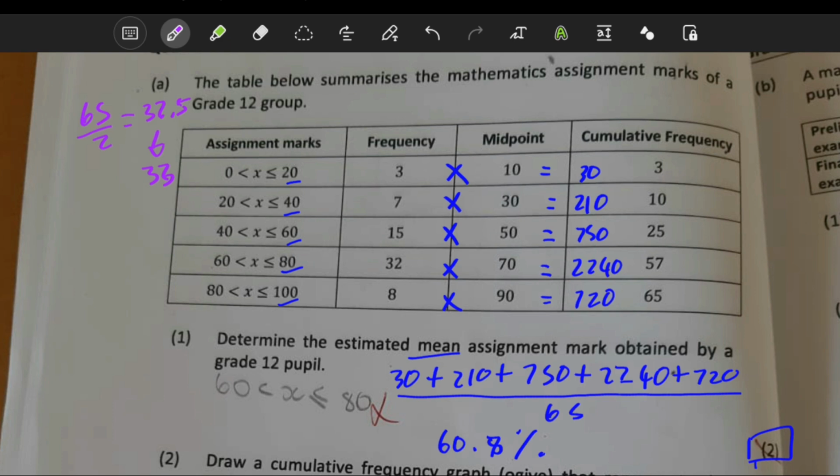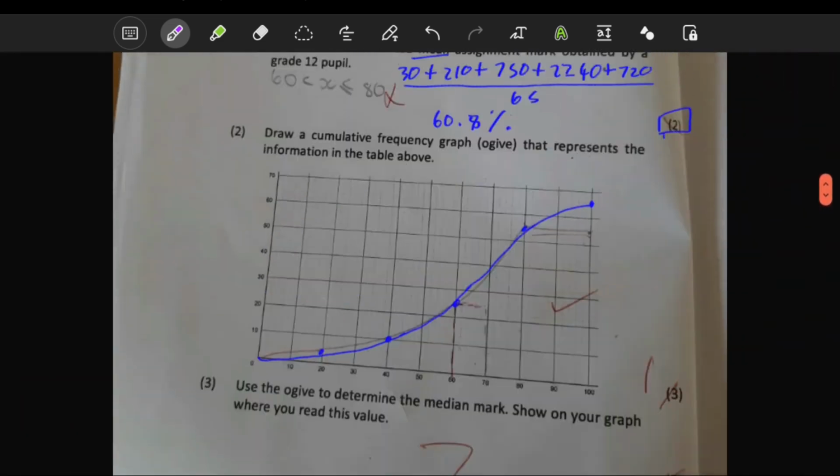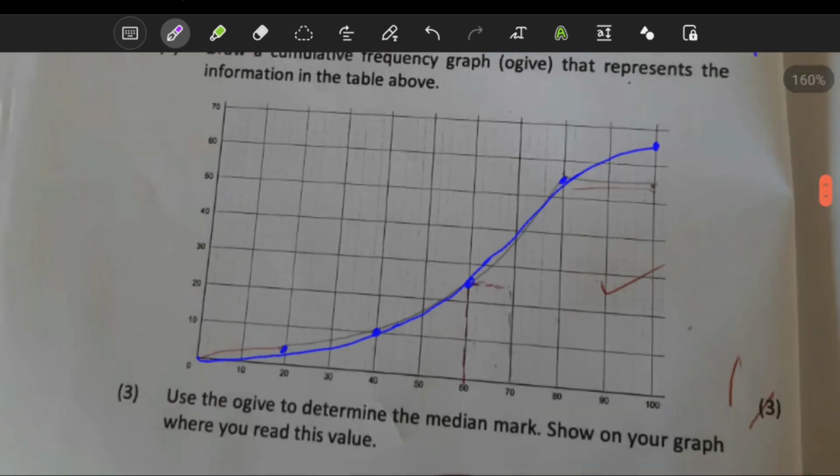So the person in the 33rd spot would be here, because here you only have 3 people in total. By the time you get here, you have added up 10 people only. By the time you get here, you have added up only 25 people. So when you add a bit more people, you end up at 57. So meaning the person that's in the spot 32 or 33 is in this range here of marks between 60 and 80. So when they ask you to use your ogive to determine the median mark, you can just use that graph, because remember the table here is together with the ogive. So whether you use the table or the ogive, you already know that 65 ends here, right?